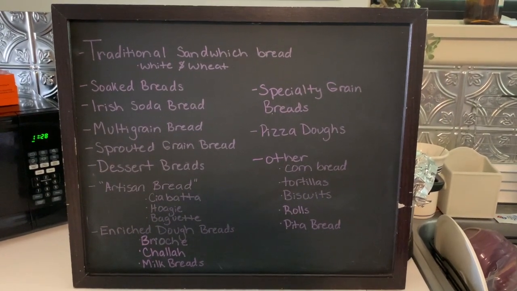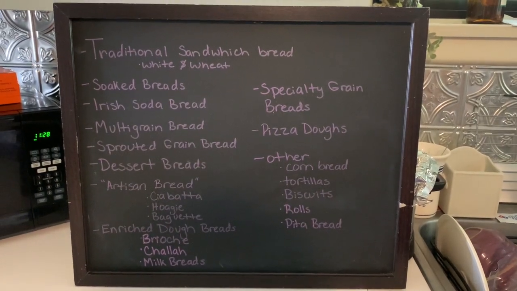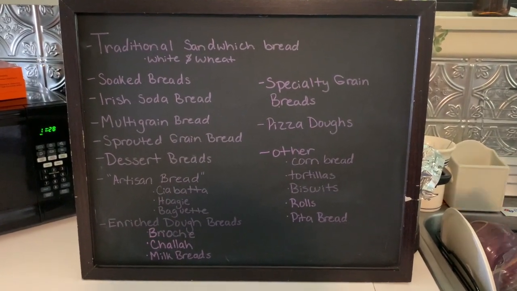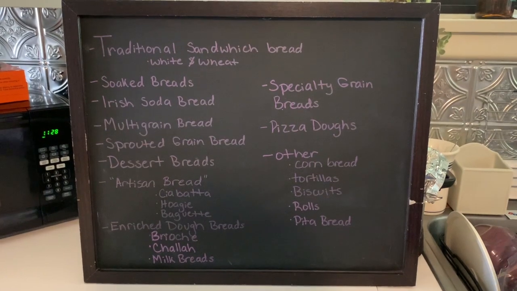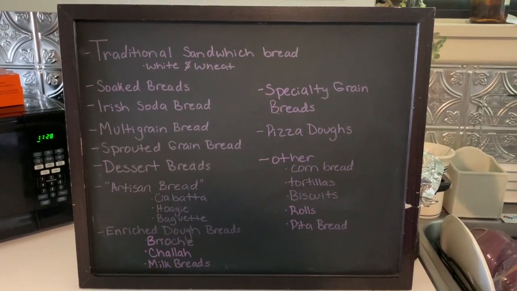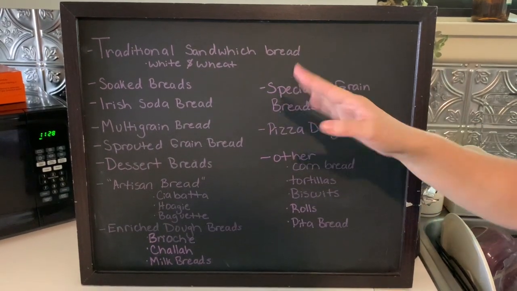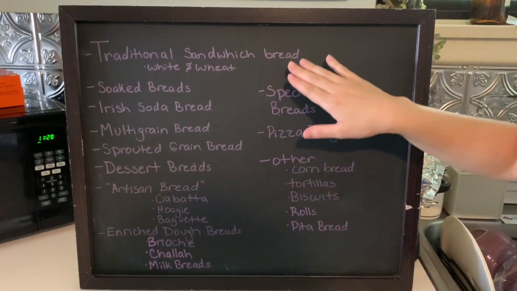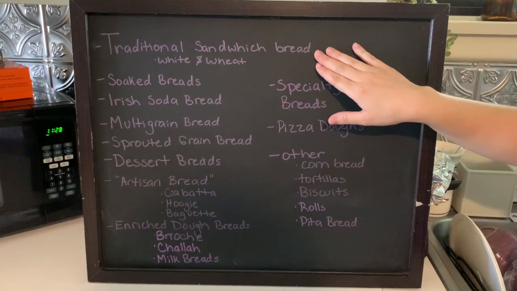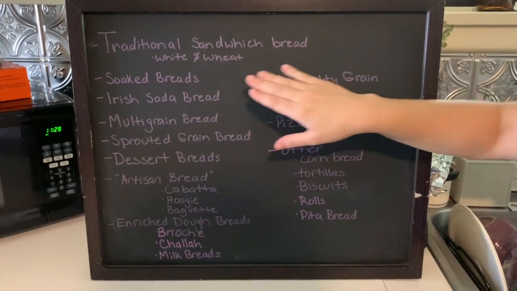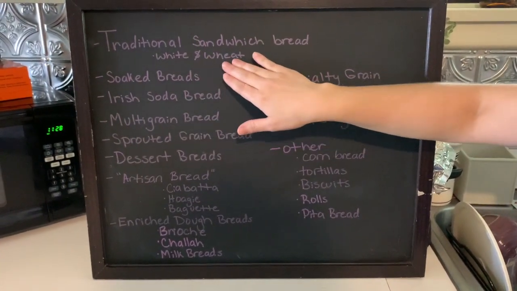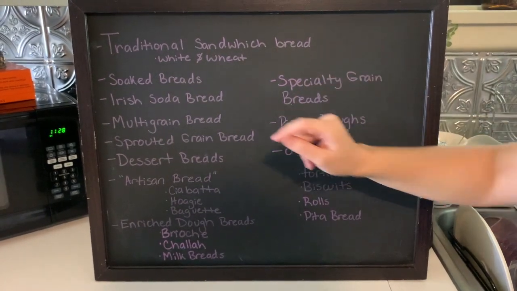We will make multiple breads in each category, but I wanted to give you an overview of what we're going to go over. We'll start with the easiest breads and work our way forward so that no one gets overwhelmed and we can all stick through this together. So our first and most essential bread for most households is the traditional sandwich bread. We can split this into white bread and wheat bread. We can learn to make both.